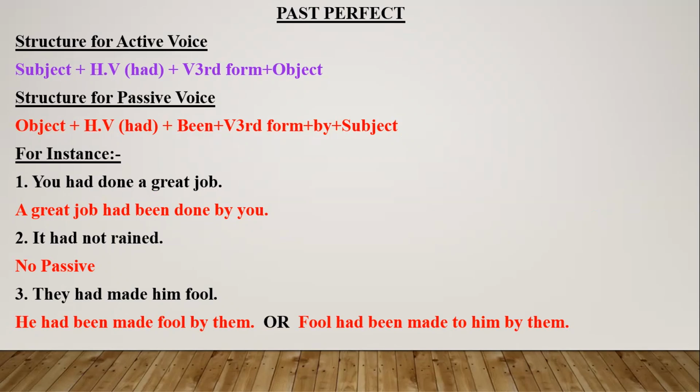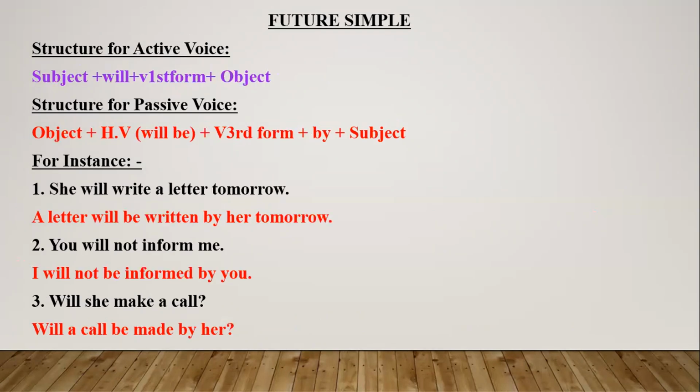In the future, we'll discuss two tenses: future simple and future perfect. First of all, let's move towards future simple. The future simple structure for active voice is subject plus will, first form, and then object. We use will, we also use shall, but it's now obsolete, so we usually use will with any subject. The structure for passive voice is object and helping verb will be. Basically we are making the simple tense passive voice, so we use the continuous helping verb. Will be is a future continuous helping verb. After that we'll use the third form and by plus subject.